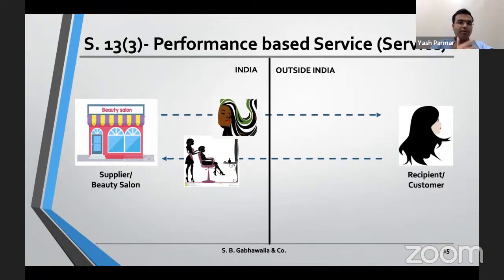If she would not have come to India, the beauty parlor would not have been able to provide the services to this particular lady. Because this lady came down to India, to the beauty parlor in India, and availed services in India, the place of supply is defined as the location where the services are actually performed. And because the services are performed in a beauty parlor which is based in India, the place of supply is India.